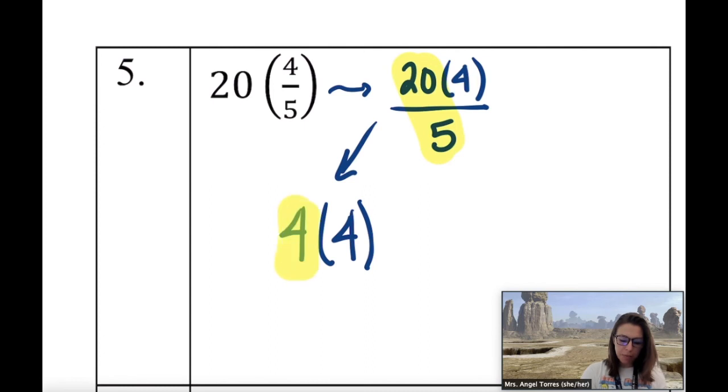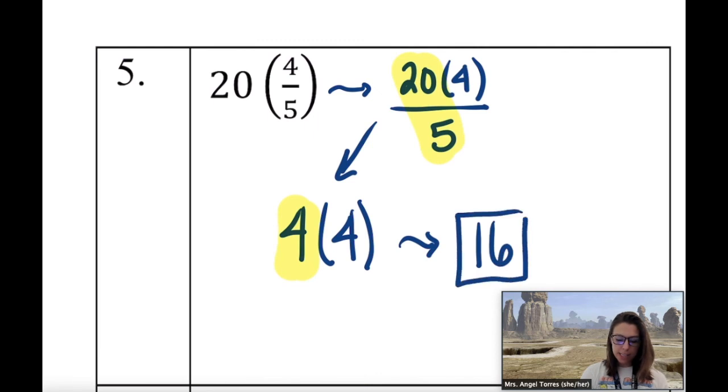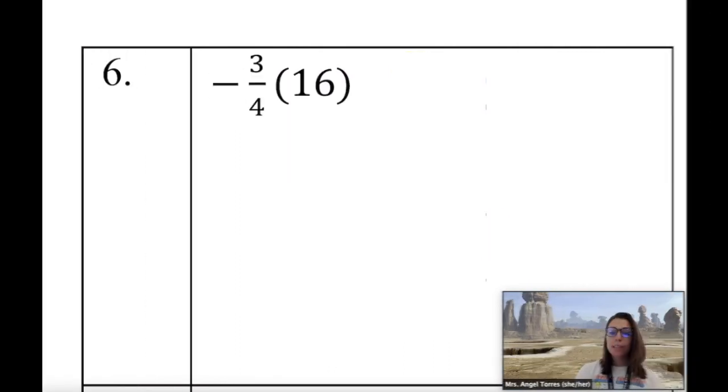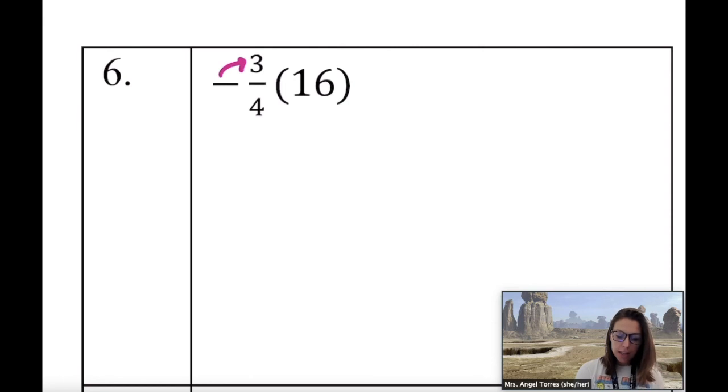We're just simplifying that part of the quotient. And 4 times 4 is, you guessed it, 16. So 20 times 4/5 is 16. Or you could say 16 is 4/5 of 20. Last example, and it has a negative. So the first thing I'm going to do is put that negative in the numerator.